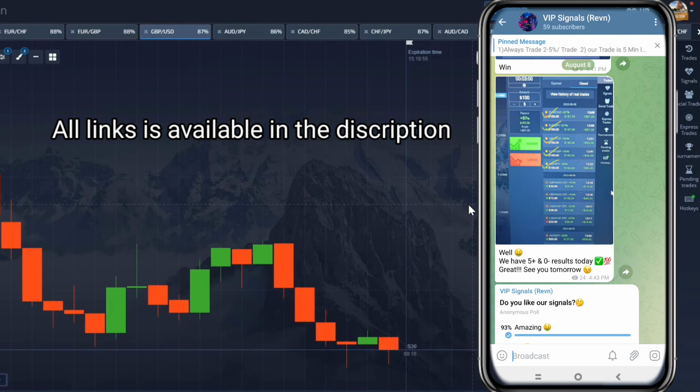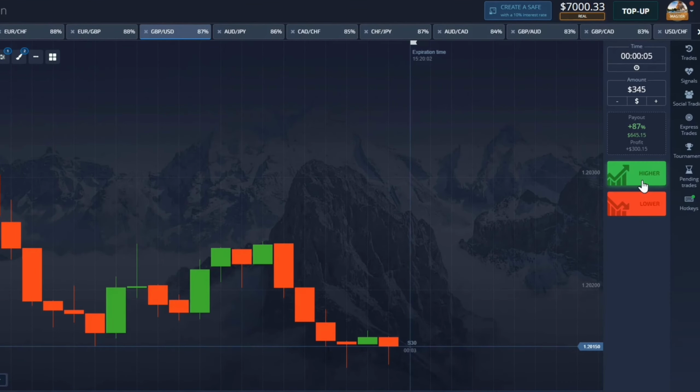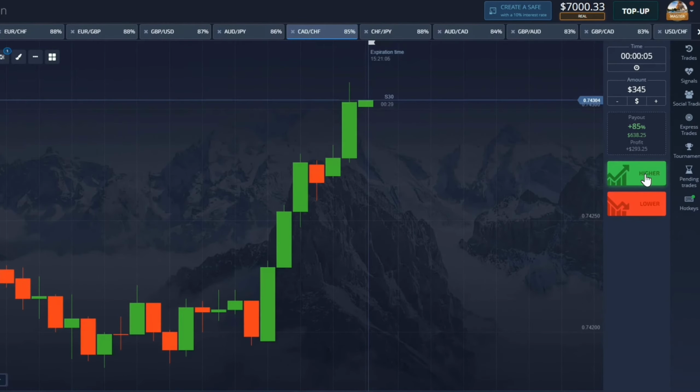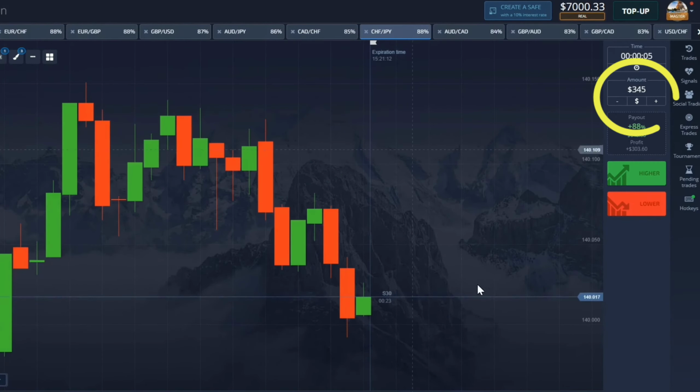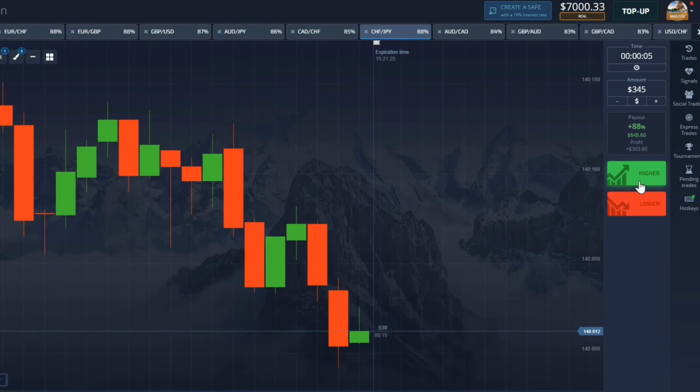We have got the refund here. Let's take another trade. And you know we started with $50 and now it's $345. Let's see a good moment.